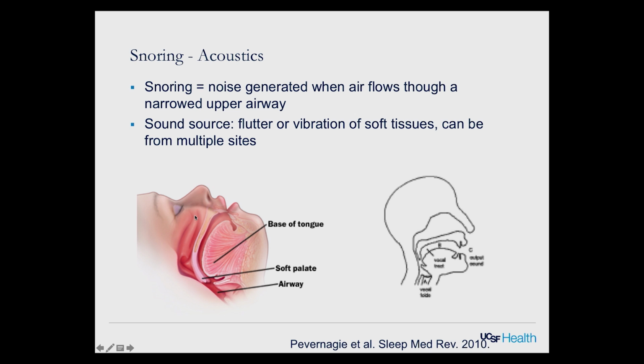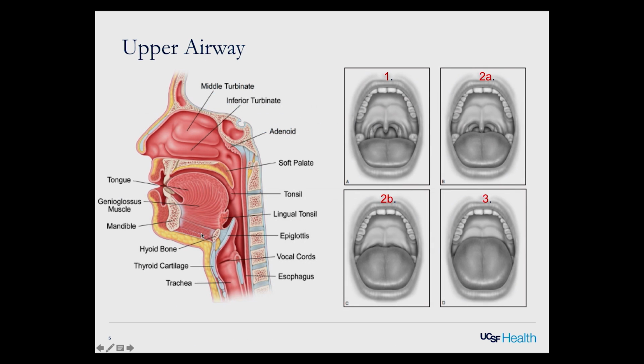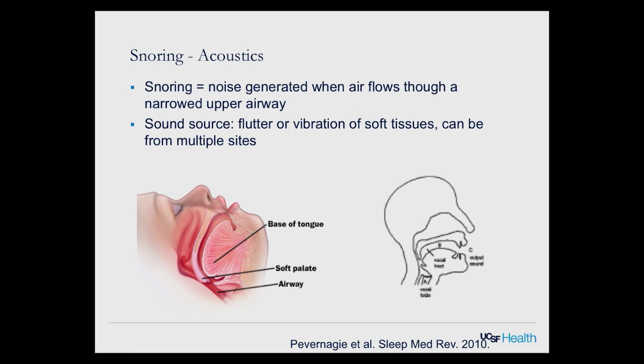The most common snoring sound source is the uvula, and this is what you see. I'll go back a little bit, with this palate and uvula that we all have hanging down. When these tissues flutter against each other, you get those sounds during snoring.